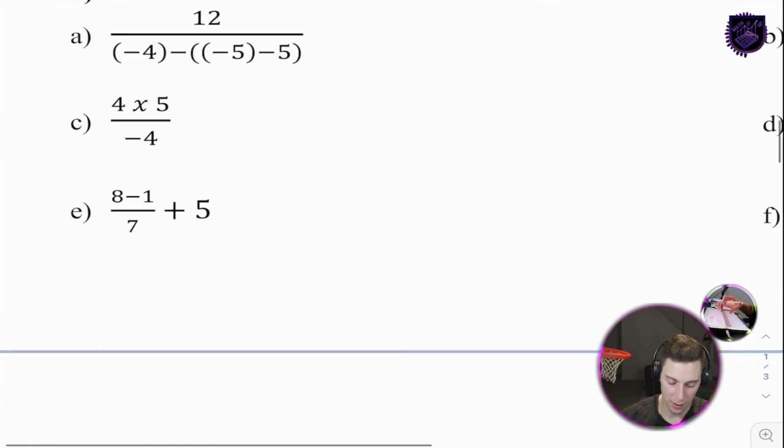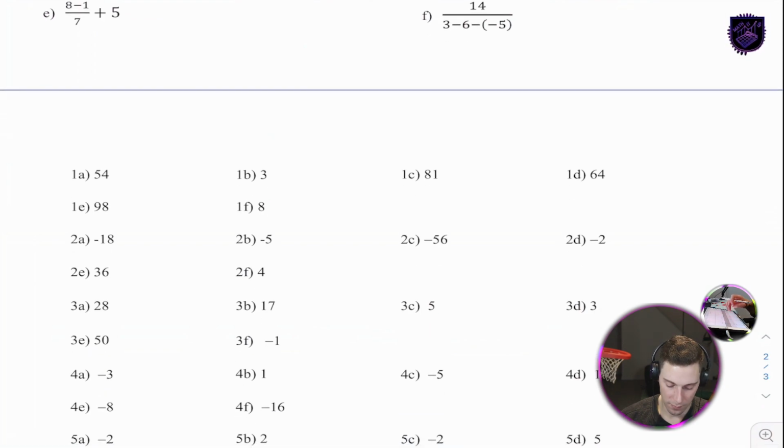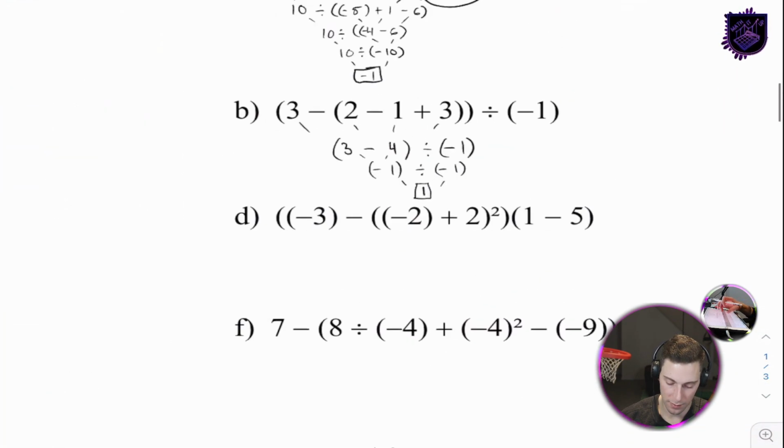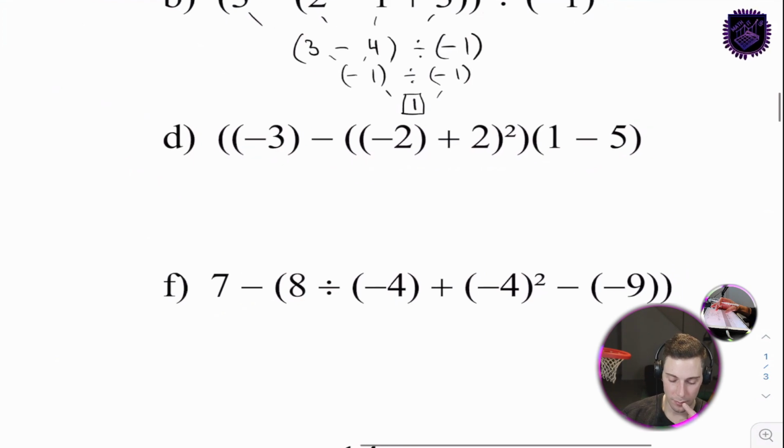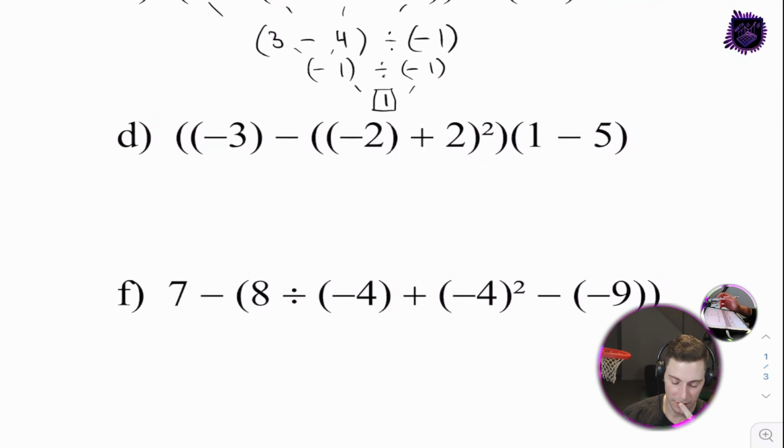For C, negative 5. All right. For D, we have lots of parentheses here, so we can do this one. This is going to be negative 4. We can do this one, which will be 0. Negative 2 plus 2 is 0, to the power of 2.